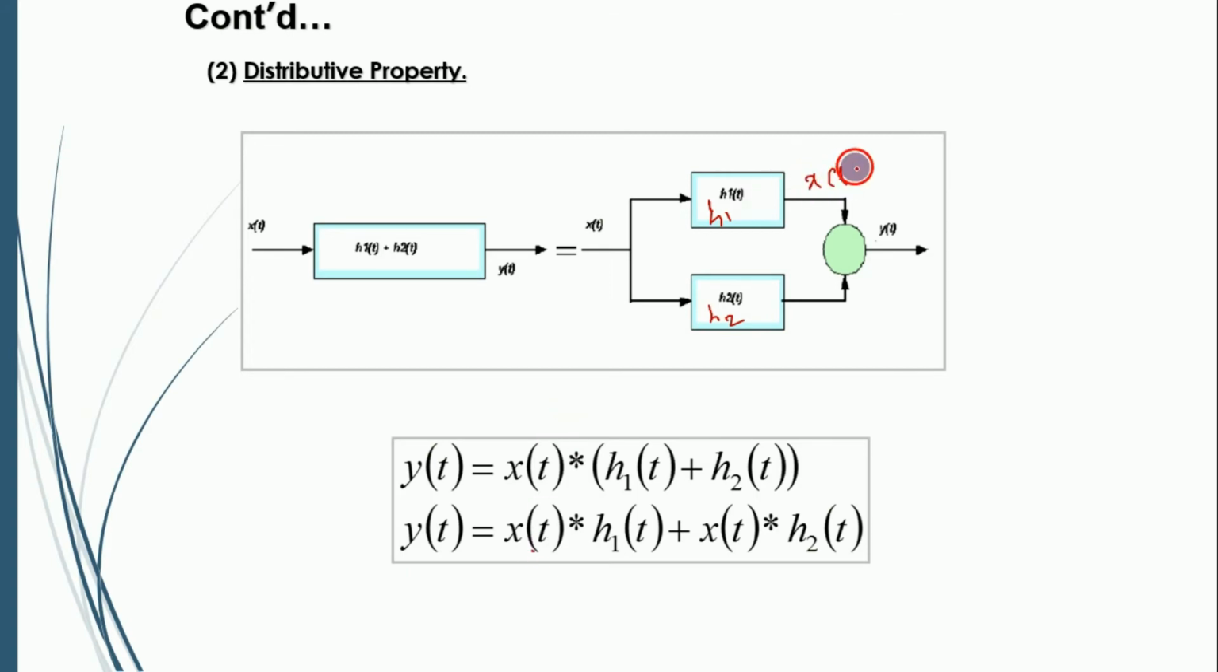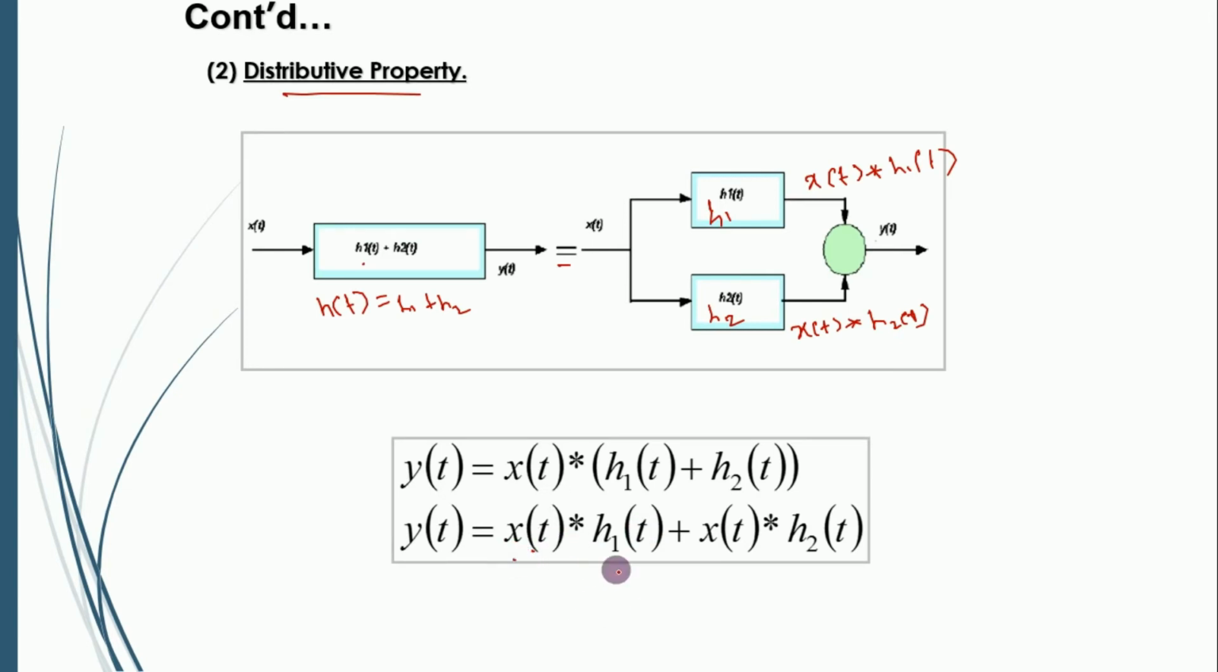This is x of t convolved with h1 of t. This is x of t convolved with h2 of t. When I add them, I'll get y of t. This is equivalent to a system whose h of t is h1 of t plus h2 of t. And then I apply the input, it will result in the same answer. That is what we need to check. So we are checking the distributive property now.